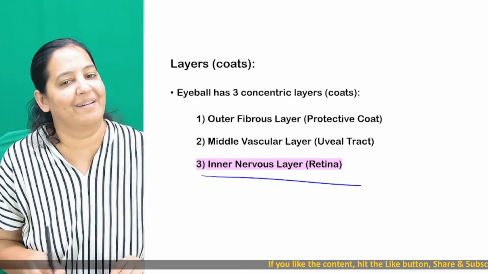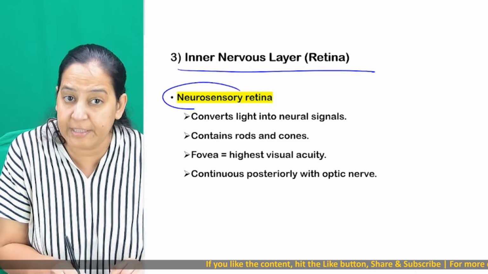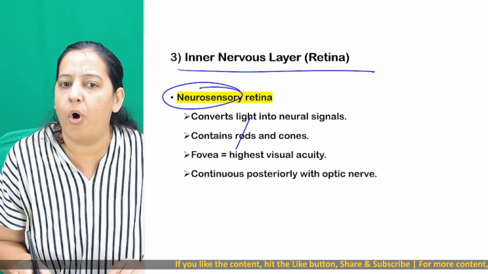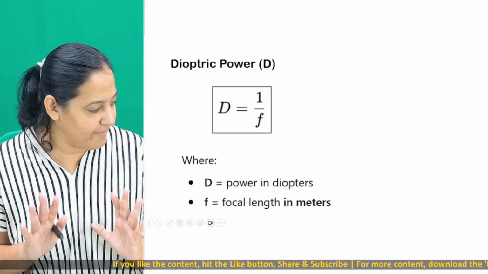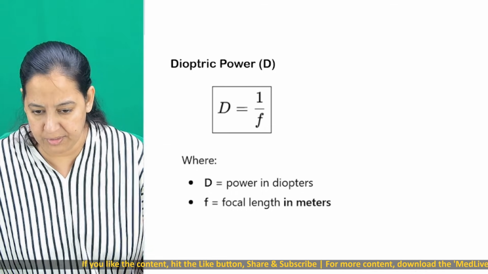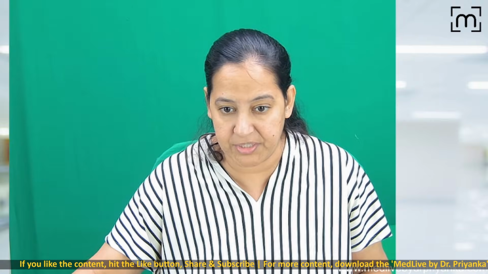And the innermost layer is retina. Currently, I'm not interested in retina. It's neurosensory and it contains rods and cones. I will teach you the retina chapter separately. Okay, if you have this understanding, I would like to show you the same in the model and start the chapter accommodation.